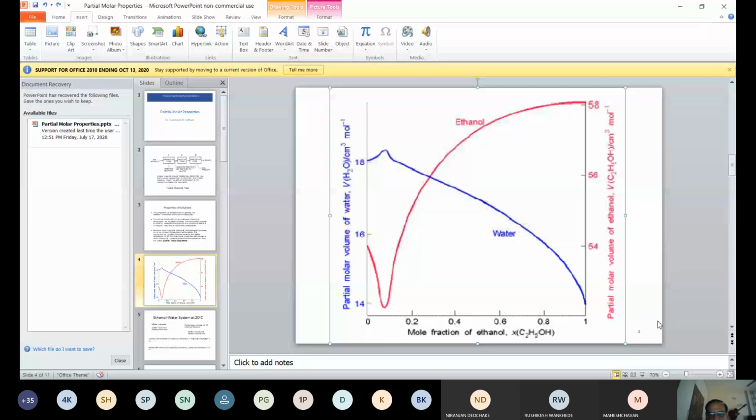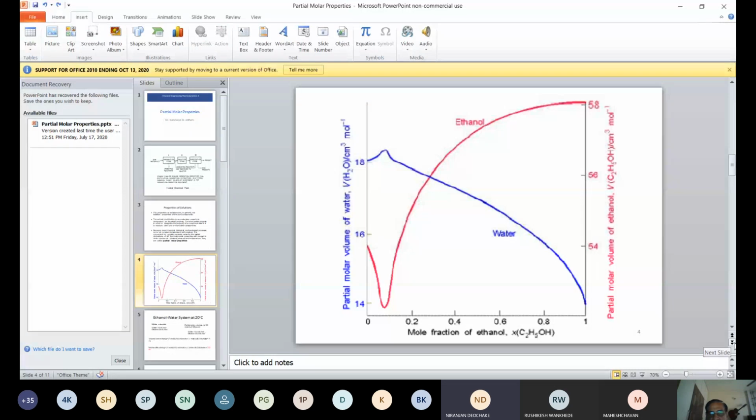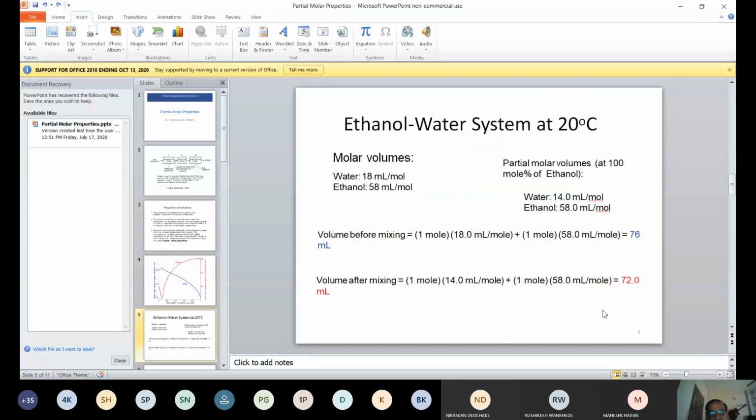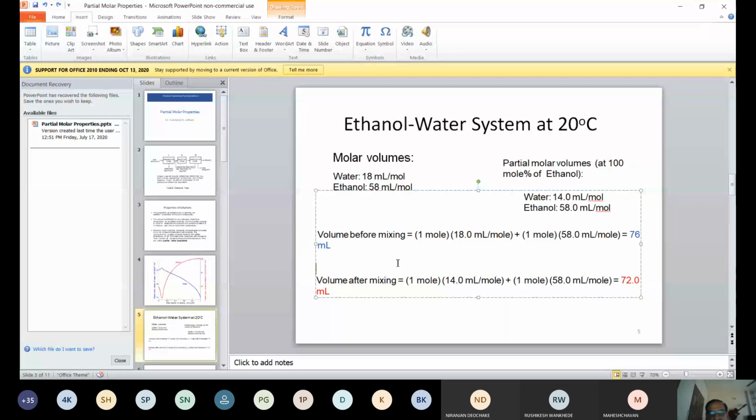Is it clear now? Yes, sir. Okay. So let's take an example. We have seen this yesterday. Slide number 5. Can you see slide number 5? Yes, sir. Okay.